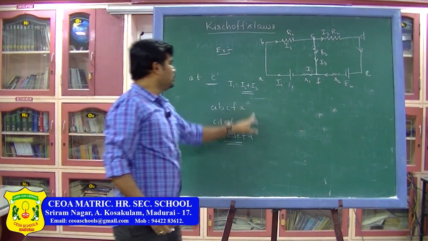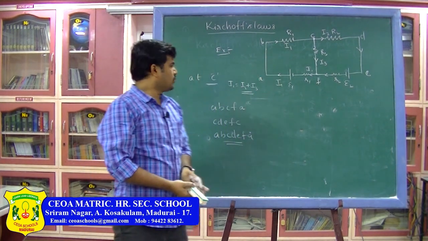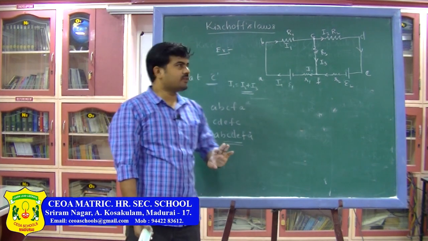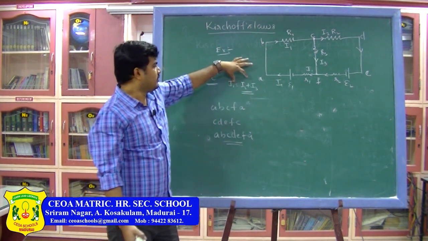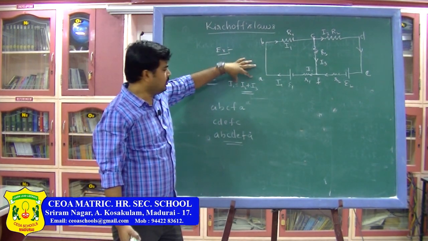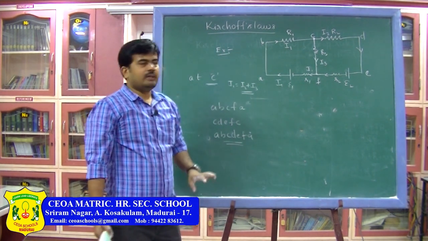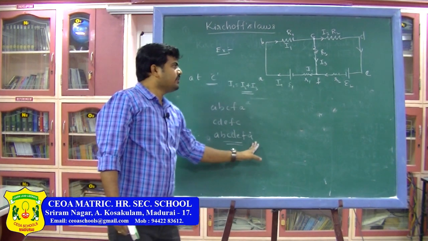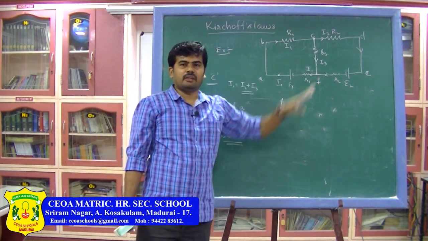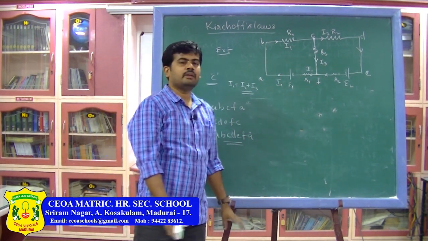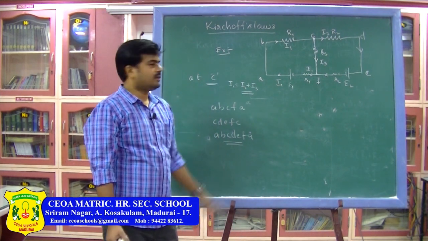So, there are three loops, and you can take three equations. In total you have four equations using Kirchhoff's laws: one equation from the junction rule, and three equations from Kirchhoff's voltage law. Here you can solve all the equations and find the unknown values in the given circuit. Okay, that is how Kirchhoff's laws are used in solving the problem.